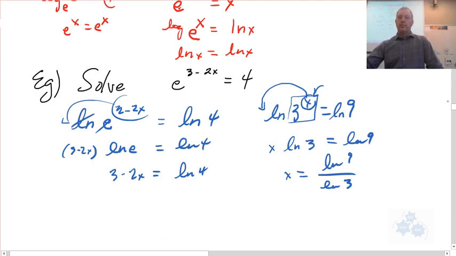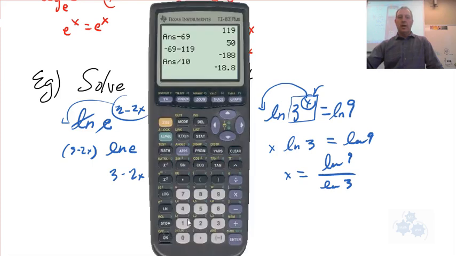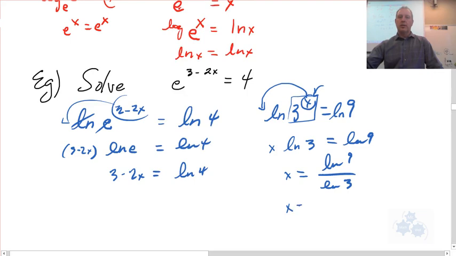Okay? So ln of 9 divided by ln of 3. Could do that. Let's say, I'm just going to double check here. So here's the ln on your calculator. Ln of 9 divided by ln of 3 equals 2. So x equals 2, and that's, of course, the answer.